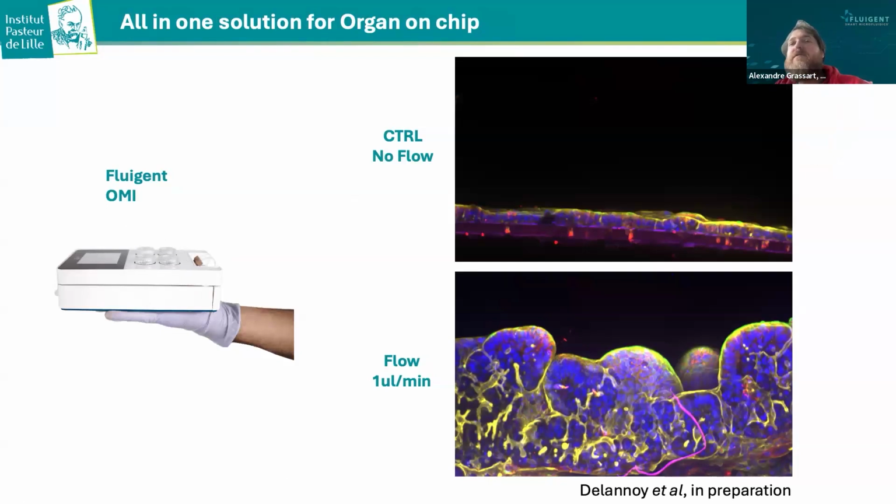We worked with this system for a couple of weeks, and we were able to demonstrate the same result as with the classical system that we built. Where you have no flow, the cells remain flat, whatever the number of days of maturation. If you apply a flow with a very, very low shear stress, you have a 3D structuration of your intestinal tissue. Demonstrating that these all-in-one solutions are really adaptable to any chips, because here it was custom made.